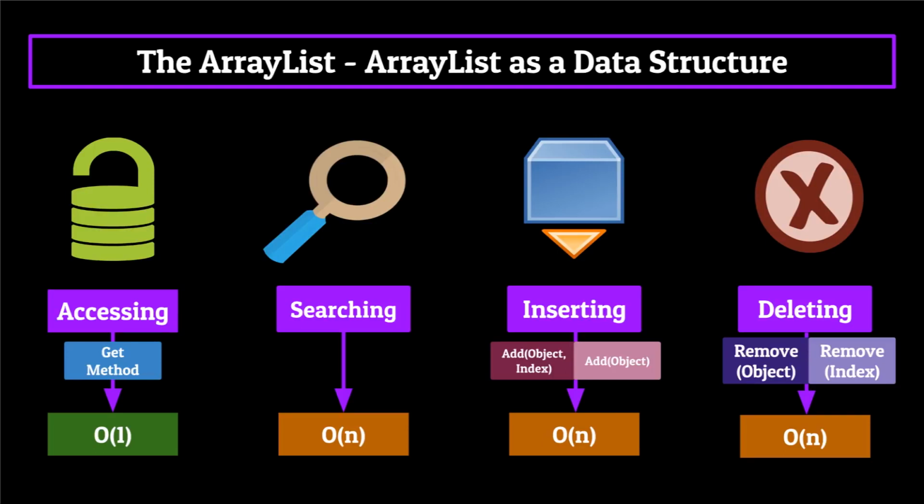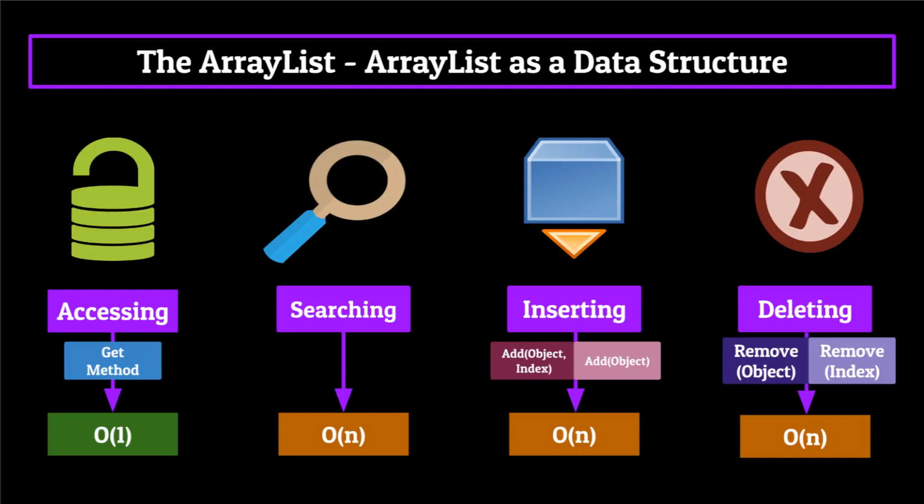Alright, so there are our 4 time complexity equations. Accessing is O of 1, and searching for, inserting, and deleting are all O of n. If that sounds kind of familiar, that's because these are the same as the array's time complexity equations. See, I told you they were similar.